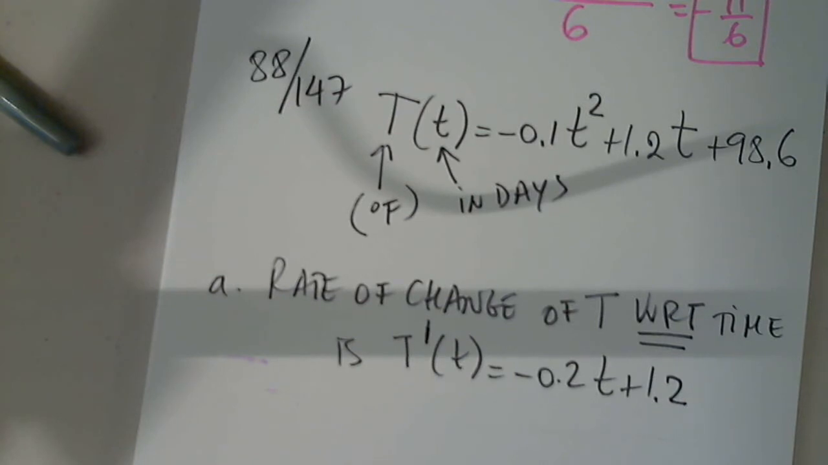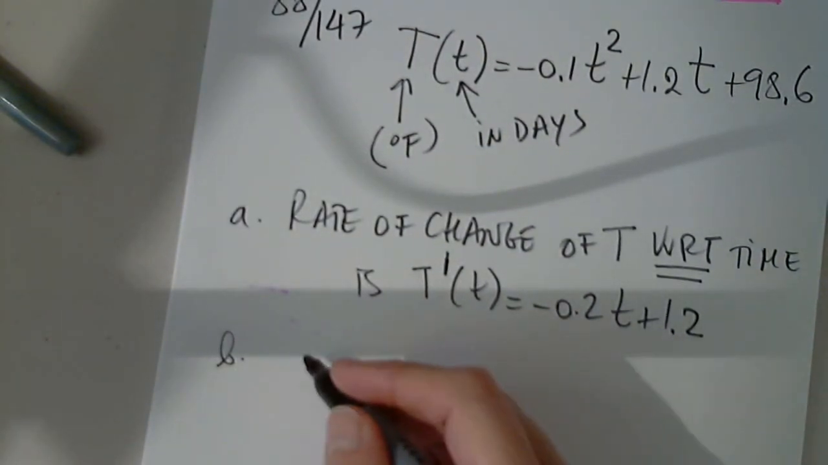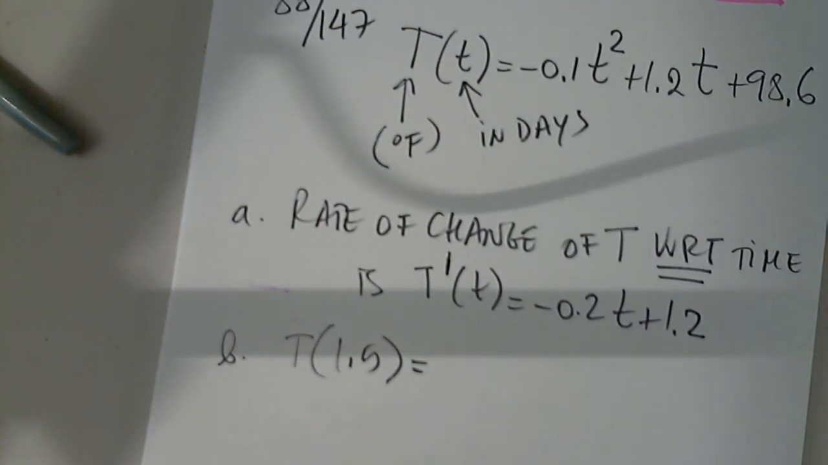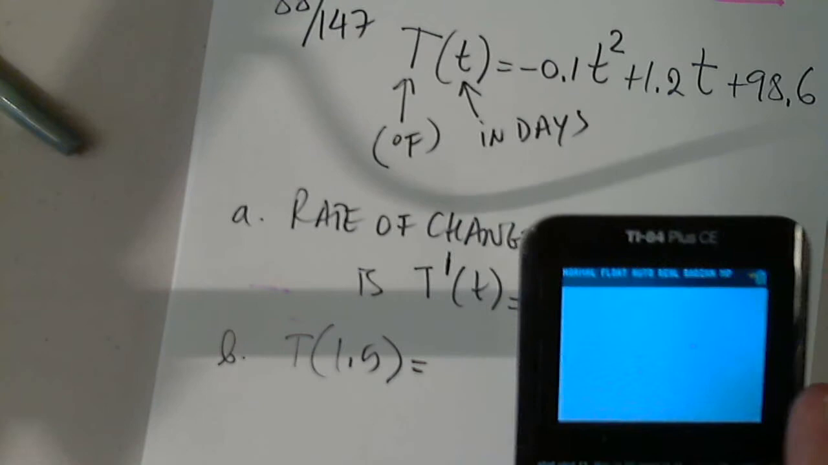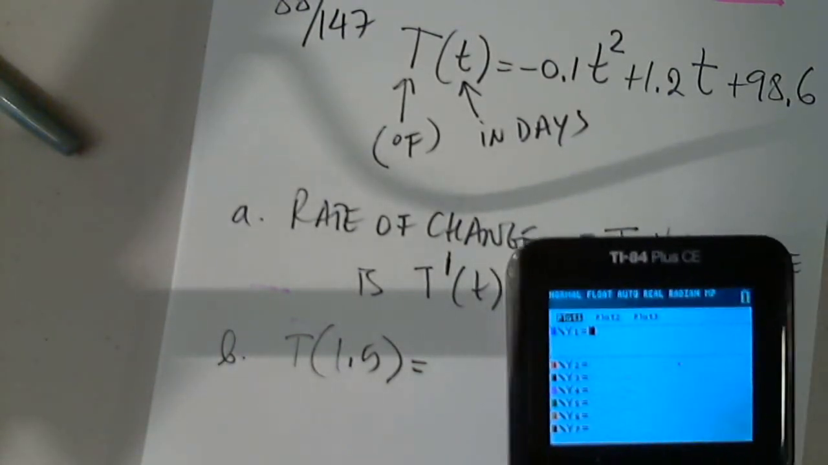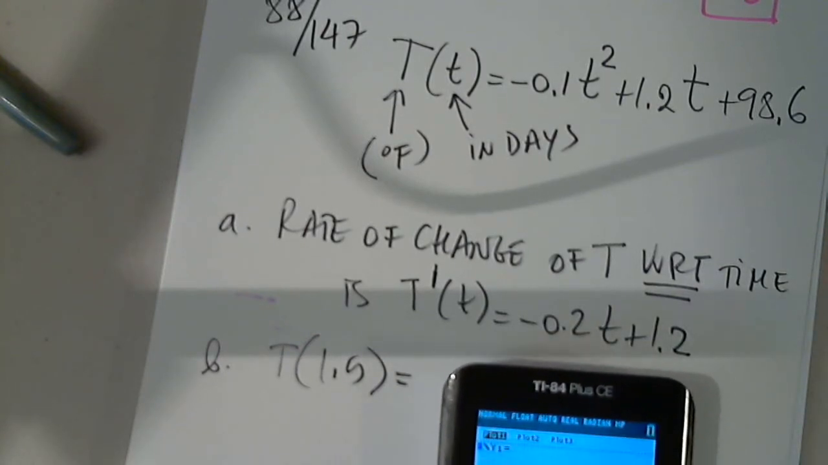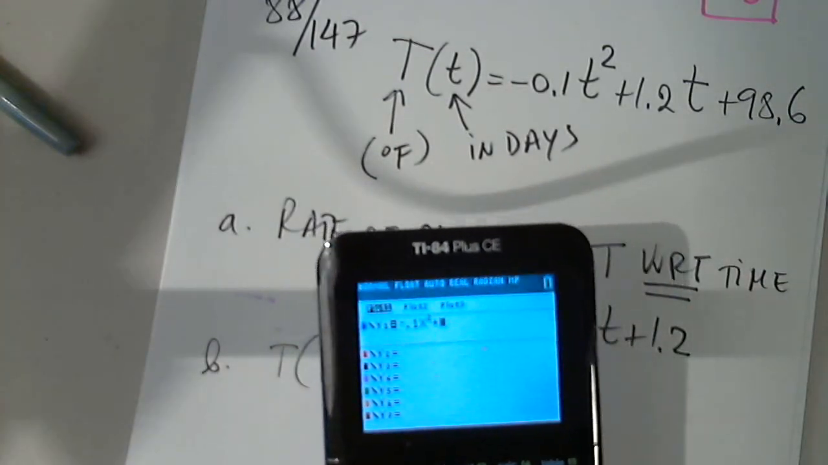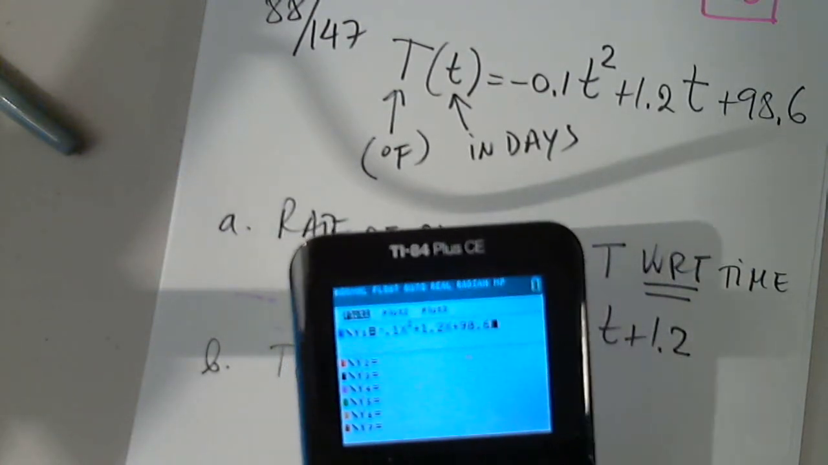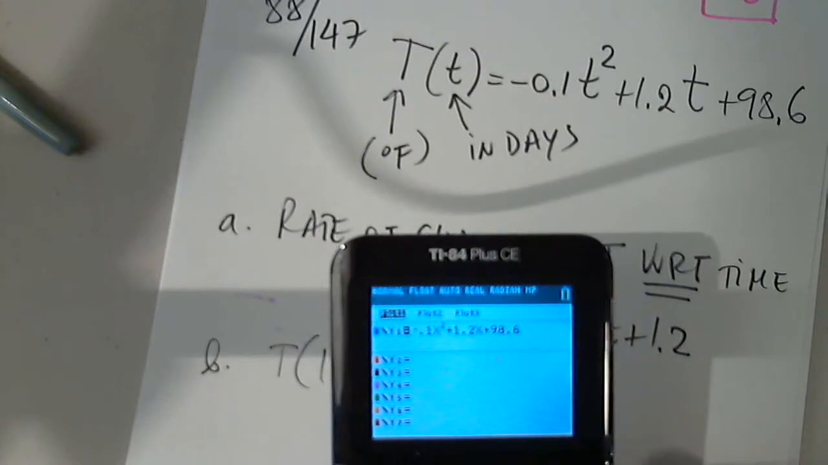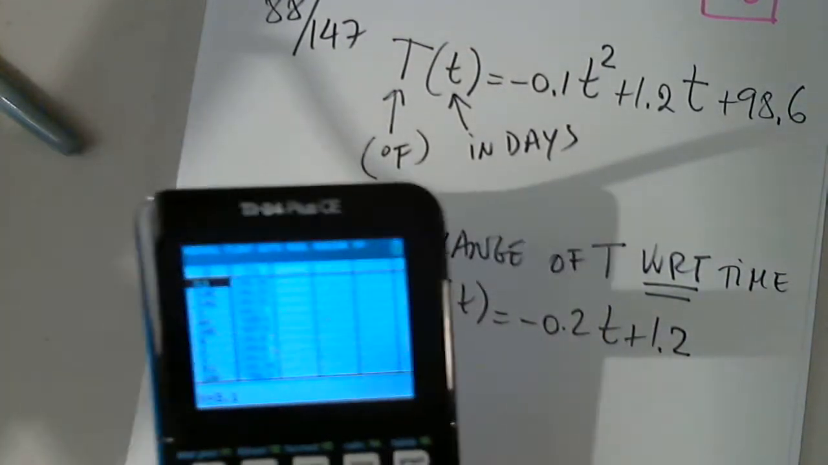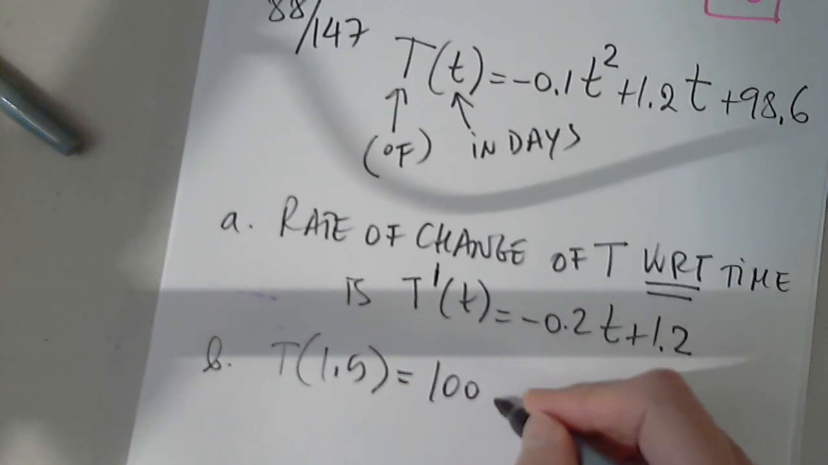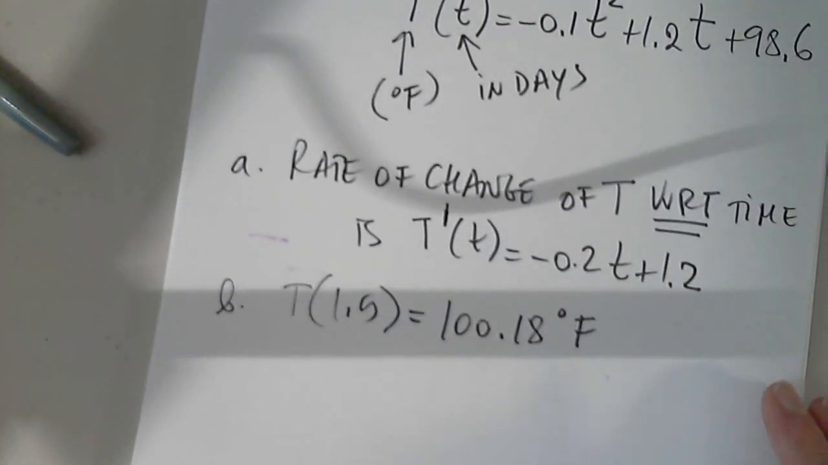Find the temperature at time 1.5 days. That's not a problem. So the temperature T of 1.5. I'm sure you already know my habits. I prefer putting the function in. Who knows, they may ask me to evaluate again. So let's have the function in here, negative 0.1 x squared, we don't have t in the calculator, we have to use x, plus 1.2 x, plus 98.6. And then in the table, I will plug in 1.5 and see what happens. So the temperature is 100.18 degrees Fahrenheit. Please remember the measurement unit at all times.